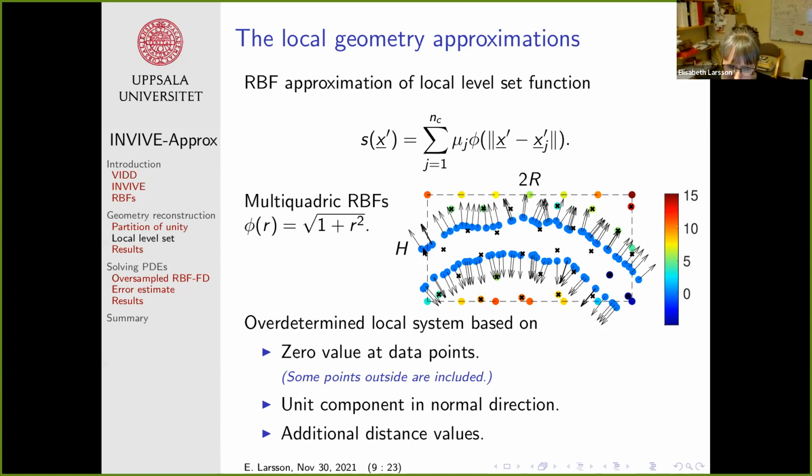Then we have conditions that the level set function should be 0 at all the data points. So these are the light blue ones. These are the data points. We want the level set to follow the given normals, but not exactly, because they are not good enough to require an exact following of these, but we want them to share a unit component in this direction. So it gives a little bit of flexibility for the level set function.